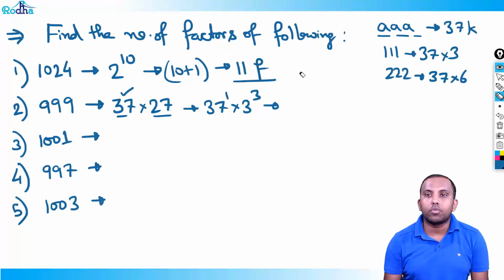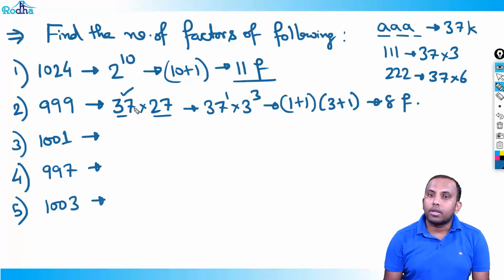So 1 plus 1 into 3 plus 1, right? Total 8 factors. 1 plus 1 into 3 plus 1. Total 8 factors for 999.